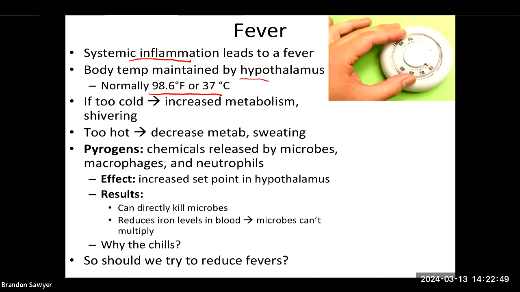But yeah, if we're too cold, then we increase our metabolism. That helps us warm up. And we can also shiver if we're really cold, because then we contract our muscles in a really inefficient way, and it's all lost as heat.